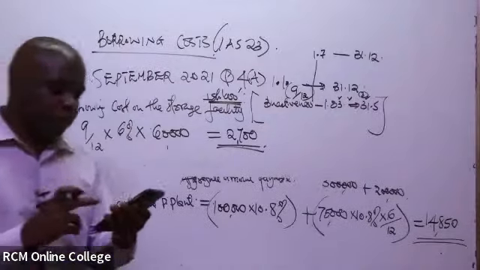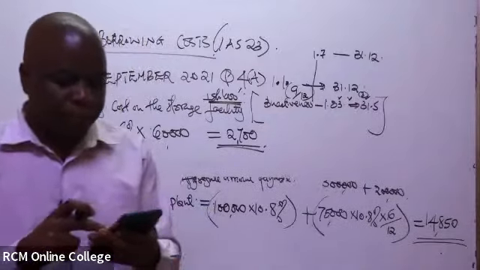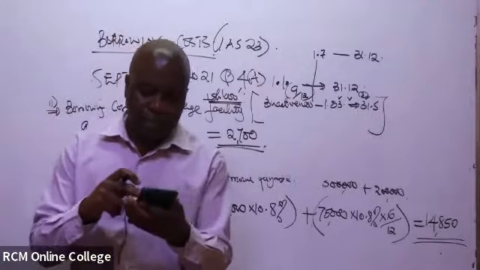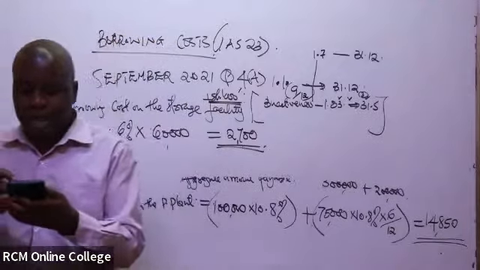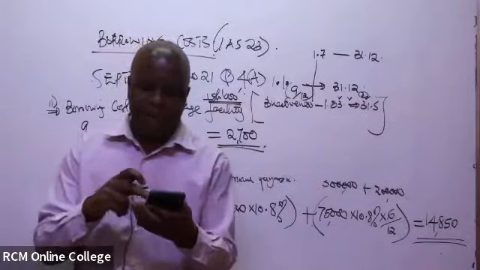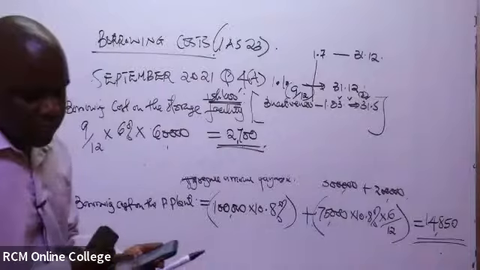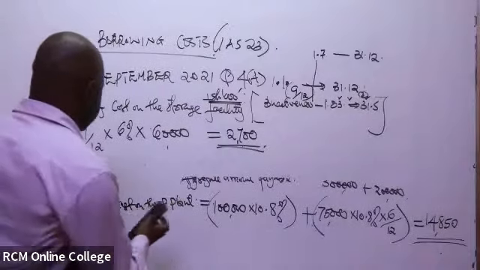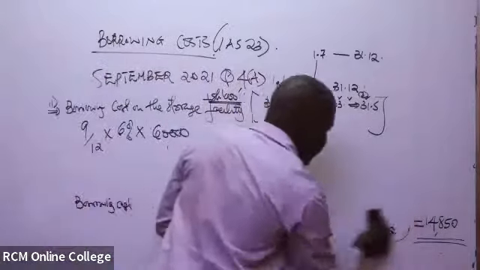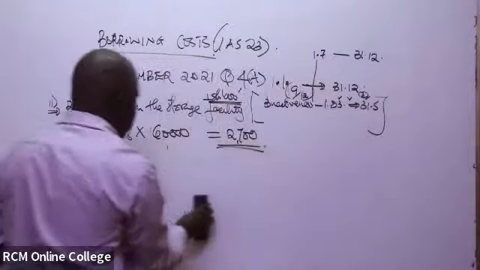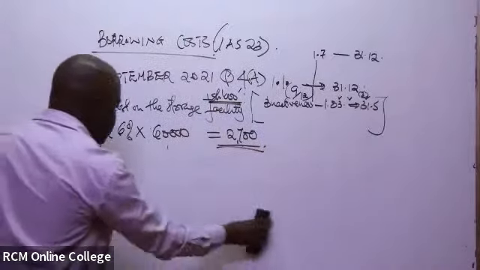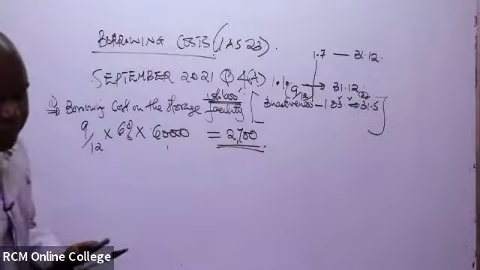So the second part of the question is the value of the assets in the books of Darubini Limited as of 31st December 2021. So the value of the assets by the end of the year.